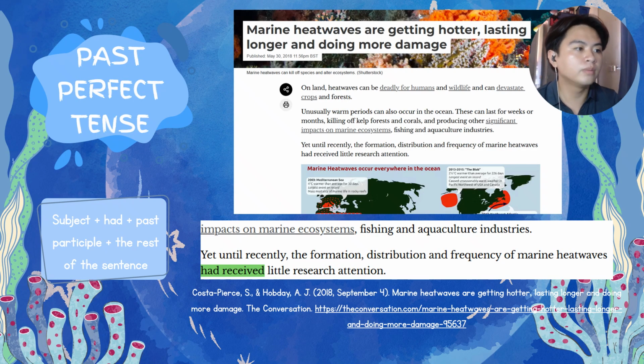Alright, now I will be moving on to the examples. For the first one, the example is for the past perfect tense. The formula for the past perfect tense is subject plus had plus past participle, then followed by the rest of the sentence. The example given here is, yet until recently, the formation, distribution, and frequency of marine heatwaves had received little research attention.